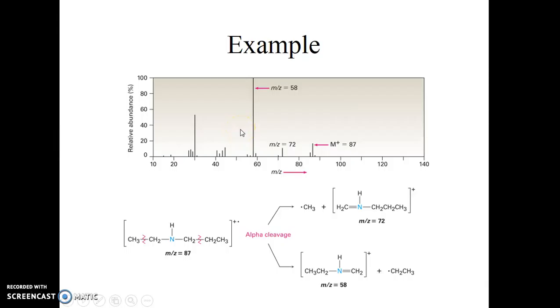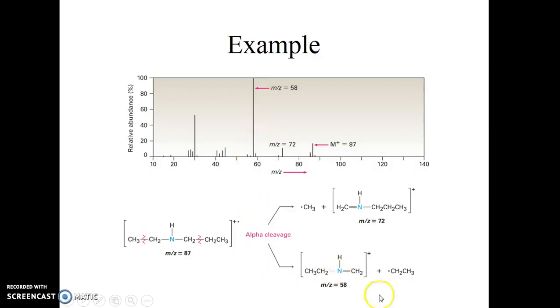This is showing a spectrum so that you can see alpha cleavage in action. The molecular ion has an odd mass, 87, because it has only one nitrogen. Alpha cleavage right here, you lose a mass of 15, and that gives you an M/Z peak at 72 because you lose a methyl free radical. When I lose this ethyl free radical, I get a mass of 58 AMU right here.